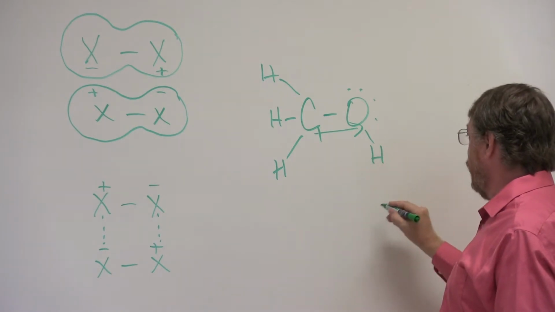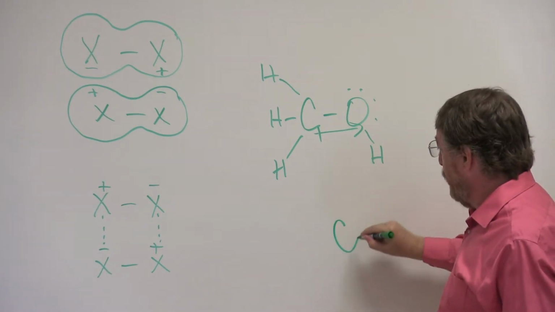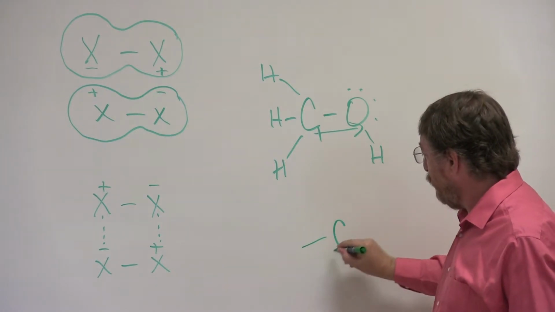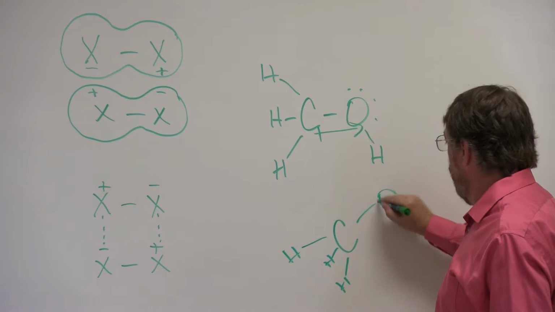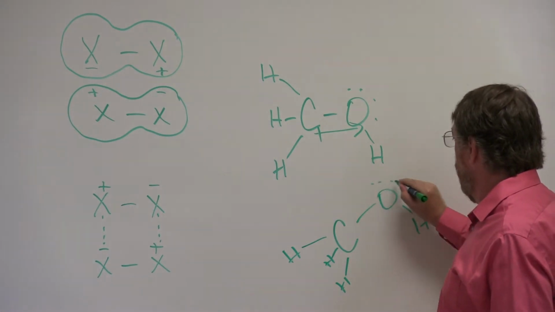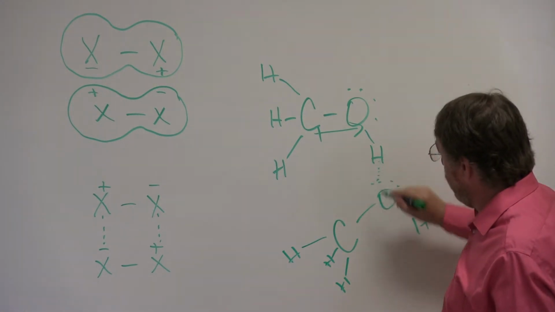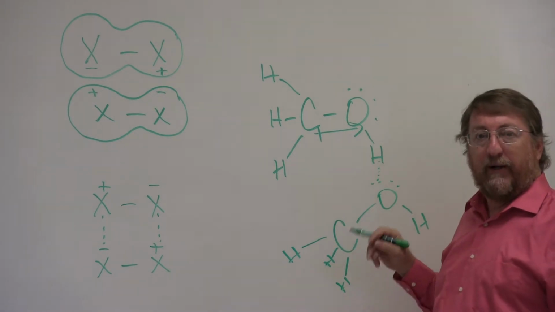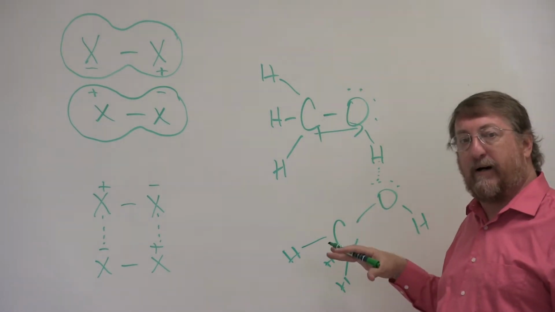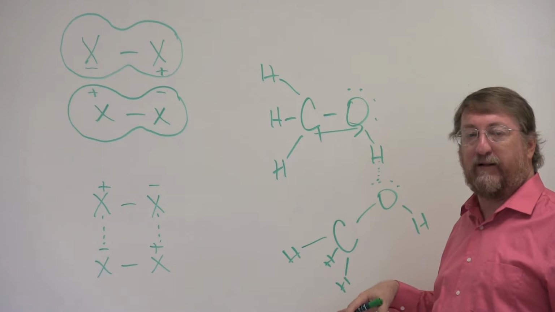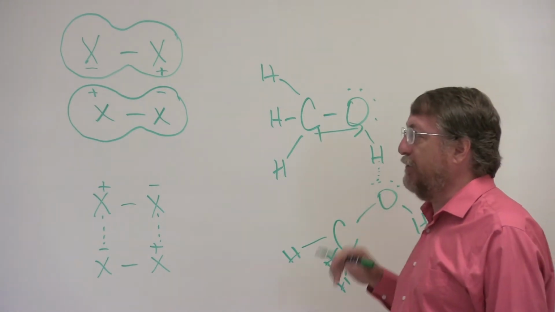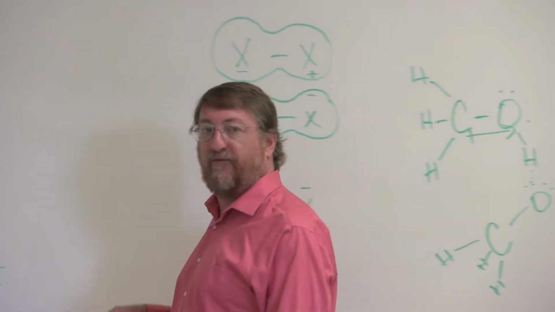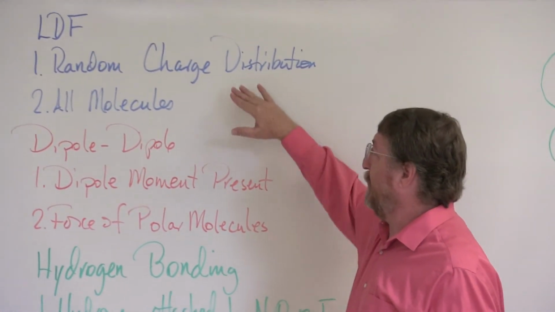Well, when it comes up to another methanol, maybe like this, this hydrogen will dock into these lone pairs. That's what we call a hydrogen bond. It is not a normal covalent bond. It's a through space interaction. Okay? So let me summarize the three types of intermolecular forces.